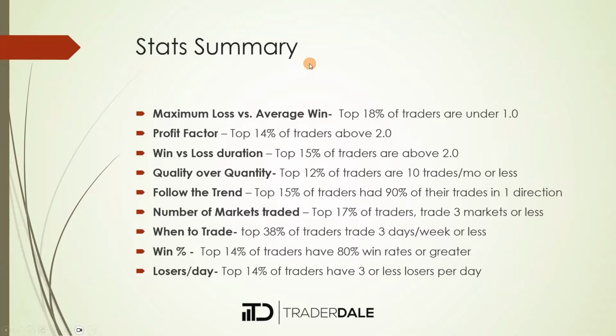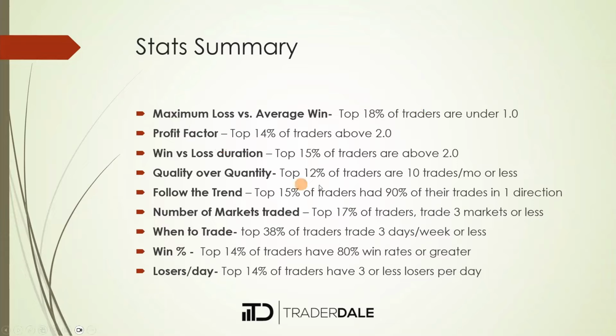All right. So let's roll it all up. We went through all 9 of these, right? And this is kind of the summation. Maximum loss versus average win. Top 18% of traders are under a 1 ratio. Okay. Profit factor. Top 14% of traders are above 2.0. Win versus loss duration. Top 15% of traders are above 2.0. Their winners are running, their losers they're cutting. Right? That's essentially what you're getting off the top of these top 3.